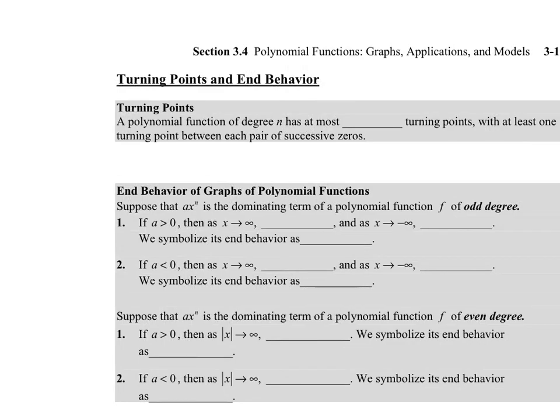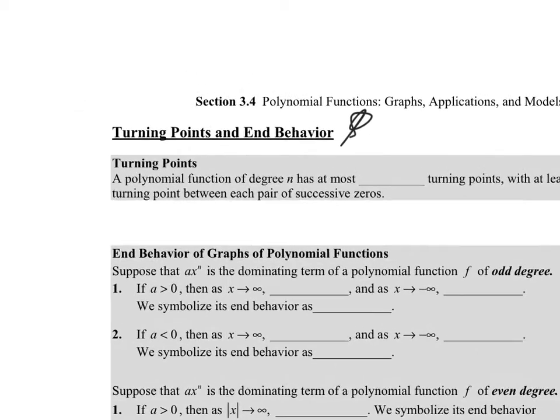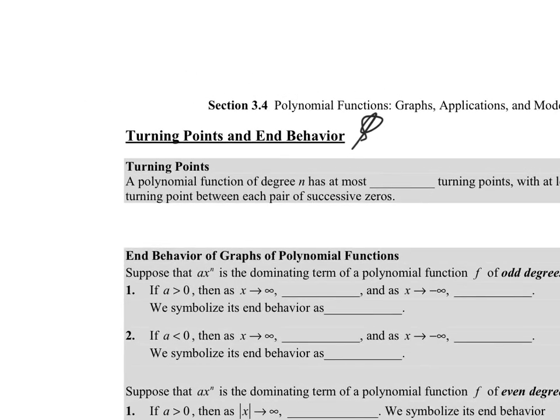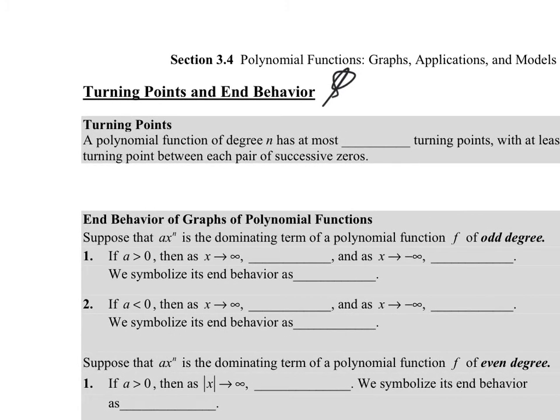Turning points and end behavior. Interesting point here, that your functions have turning points. I already explained this, but let me write it here. A polynomial function of degree n has at most n minus 1 turning points. It can have less, like x to the 5th power, which did not have 4 turning points. But if I put numbers in front and add more to the polynomial, it could have 4. At most, n minus 1 turning points.